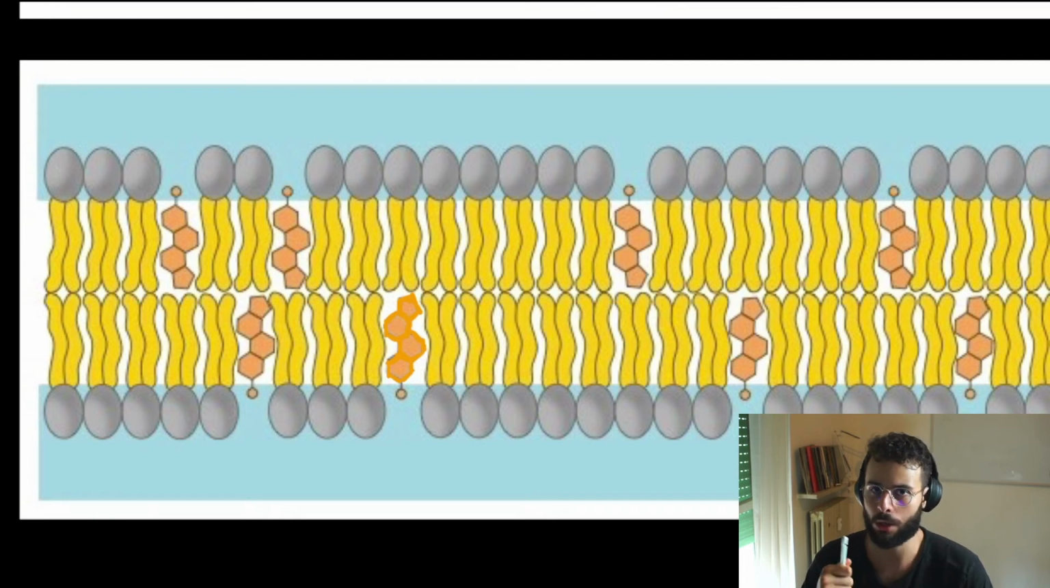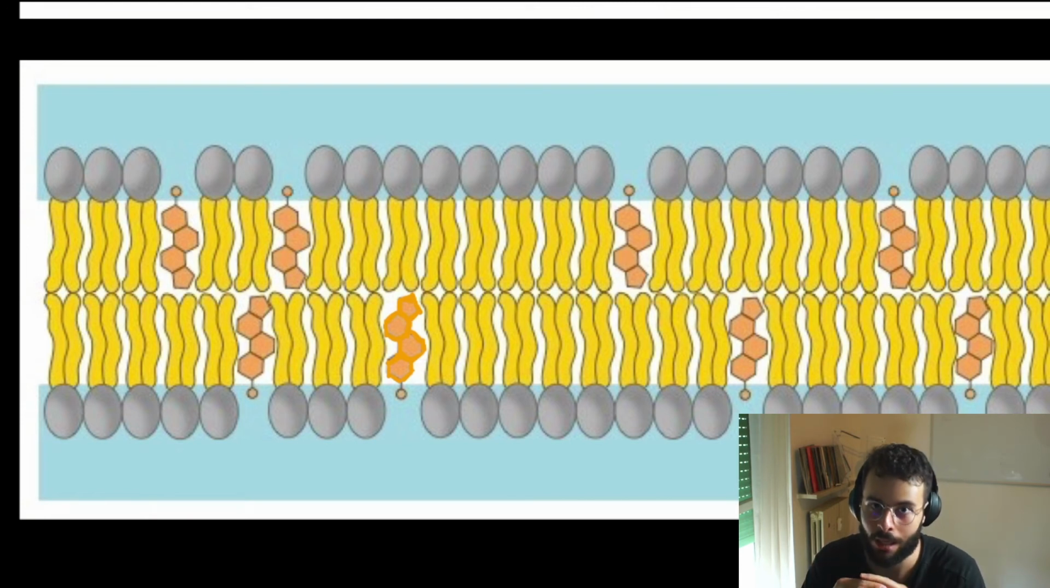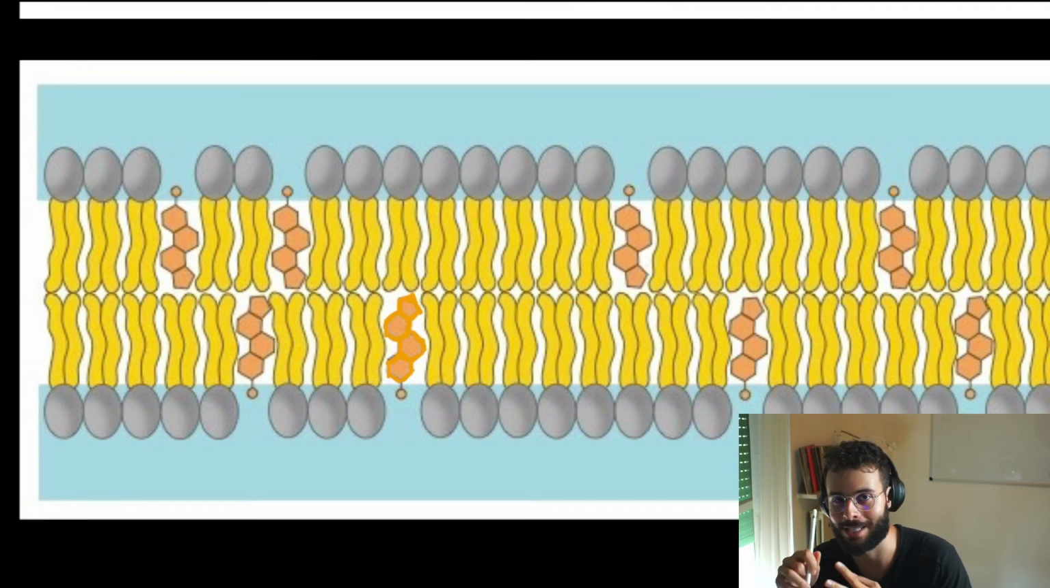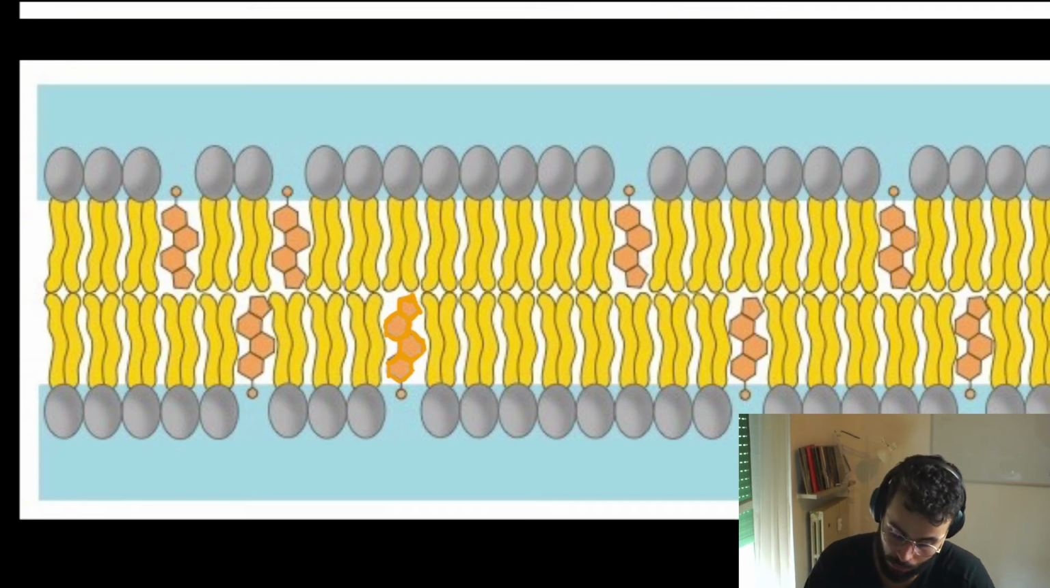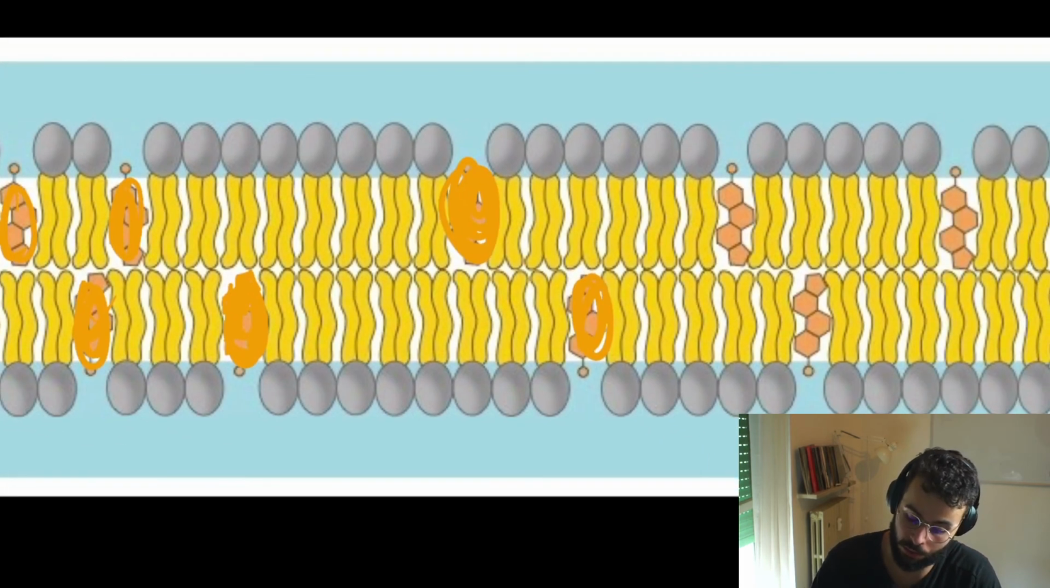So cholesterol is a bidirectional buffer. If you have too high a temperature, it is going to resist the increase in chain fluidity and decrease the fluidity. But if you have low temperature and the membrane is more viscous and less fluid, it is also going to resist this state. So the more cholesterol you have inside the phospholipid bilayer, the more resistance you will have to changes in temperature and in the fluidity of the plasma membrane.